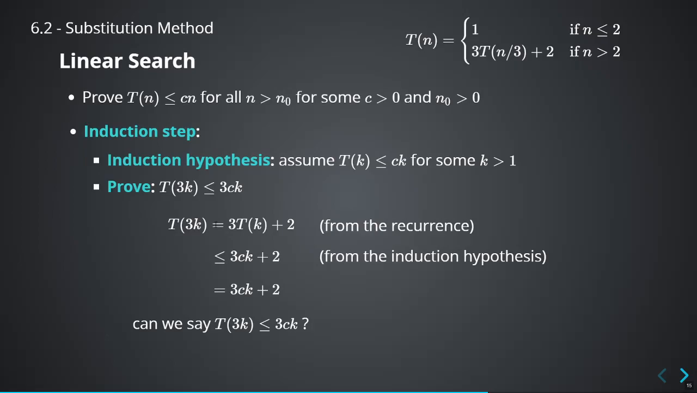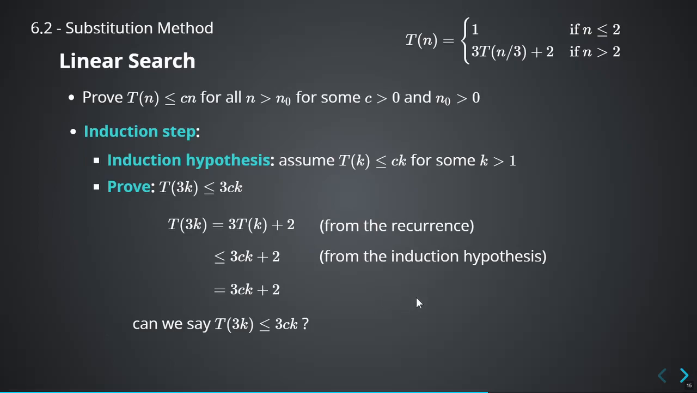So T3k is equal to 3 times Tk plus 2. Just putting that in there. And using the induction hypothesis, we have Tk less than or equal to Ck. So that means the whole thing is less than or equal to 3Ck plus 2. So can we say that T3k is less than or equal to 3Ck? And the answer again is no. What you have shown here is that T3k is less than or equal to 3Ck plus 2, not less than or equal to 3Ck. So same problem that we encountered earlier with the other example.